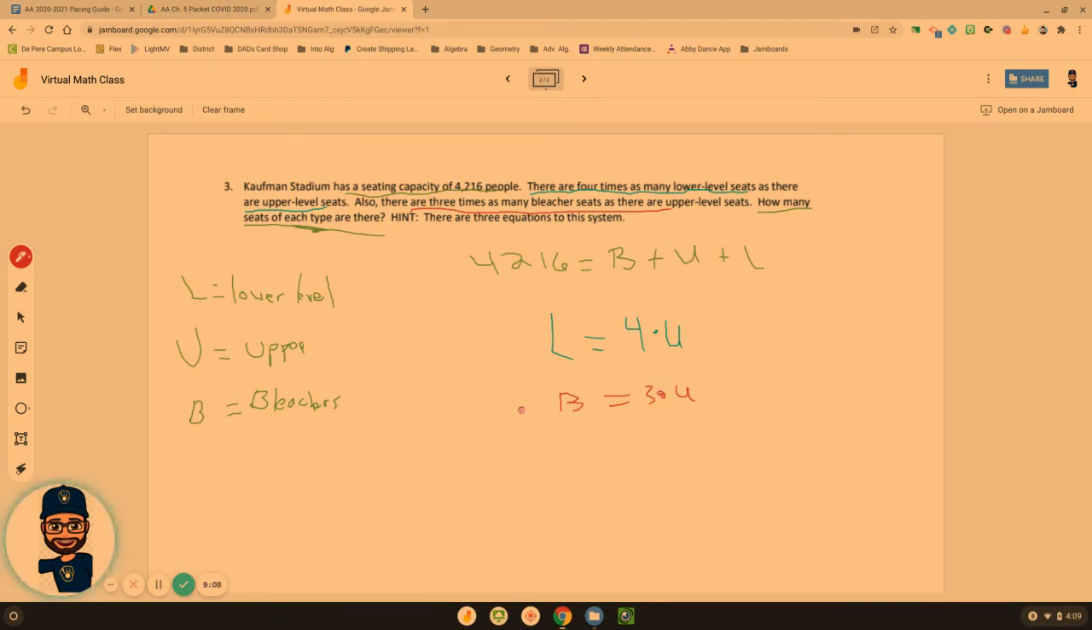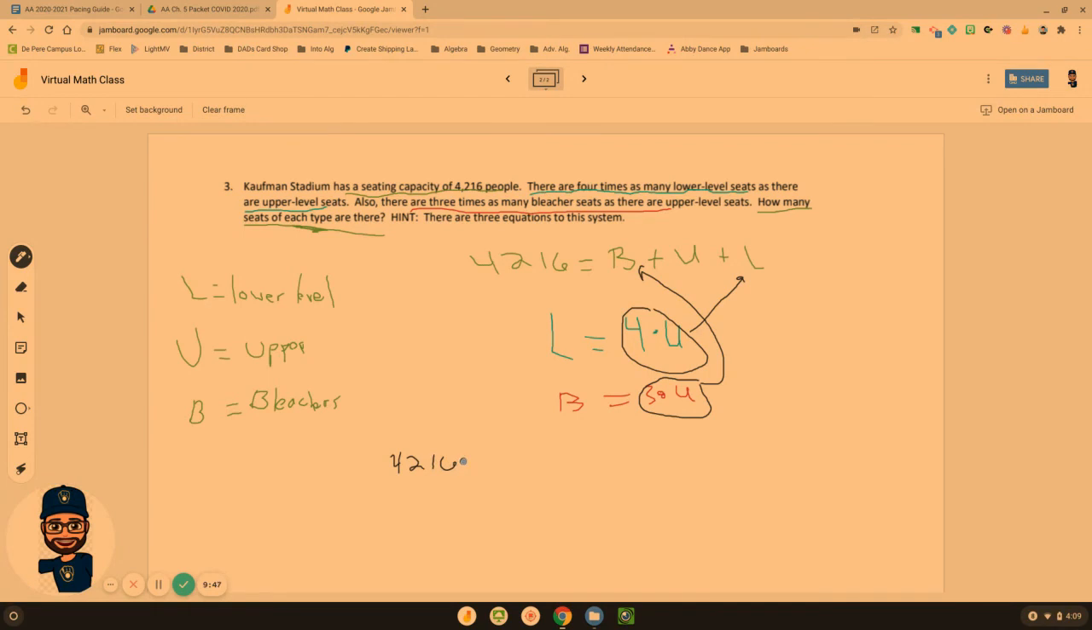Okay, so now I've got 3 equations, right? And the important part here was that we had 3 missing variables, which means we should have 3 equations. That's the only way I can somehow get them all to eliminate. Now I'm going to use substitution because I've got L that has a U in it, and I've got B that has a U in it. So I'm going to take this 4U and plug it in for L, and I'm going to take this 3U and substitute it in for B, right? B is that, L is that.